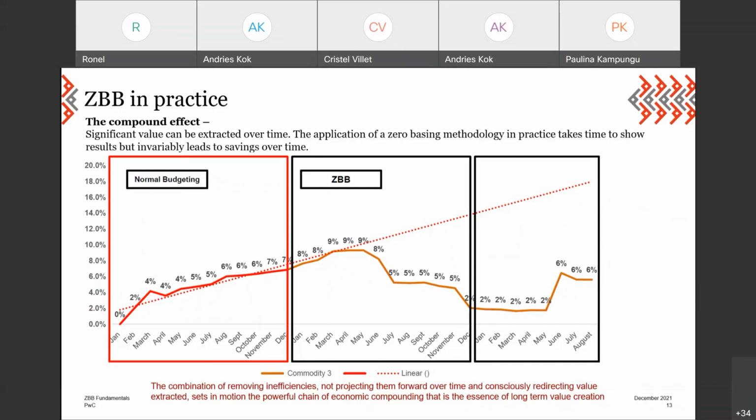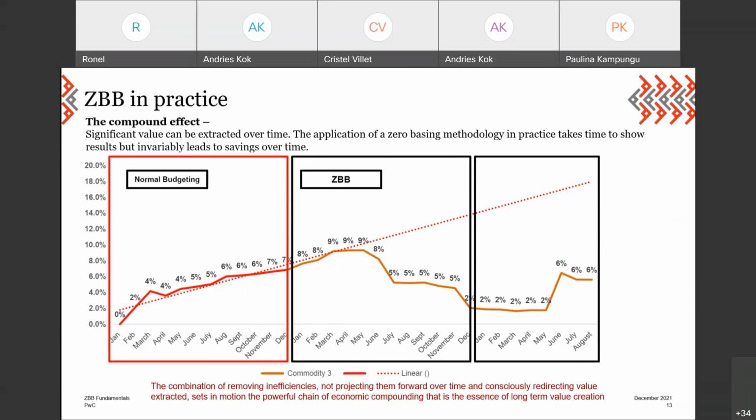So what we found in practice was that after a couple of months, a divergence happened. The orange line is the actual weighted average spend of this commodity, whereas the red line is the trend line of where it would have been from a normal budgeting perspective. So what you want to achieve in practice is exactly this.